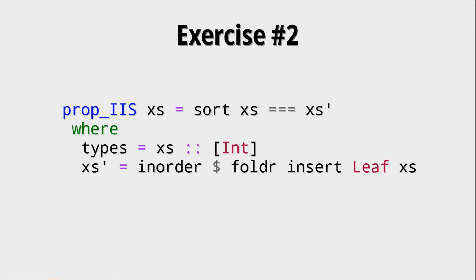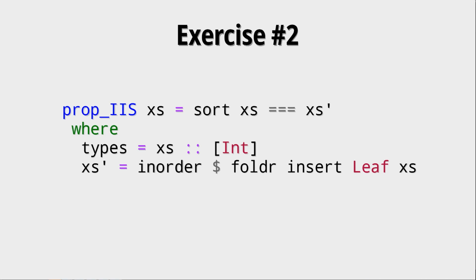Now, the problem here is that if we want to test insert and inOrder in one property, we have multiple ways of doing it. So in this case, what I do is the testing data actually is a list, in this case, a list of ints. If you're unsure why I use this types variable, you can go back to the QuickCheck video where I described the problem of having not that well typed testing data.